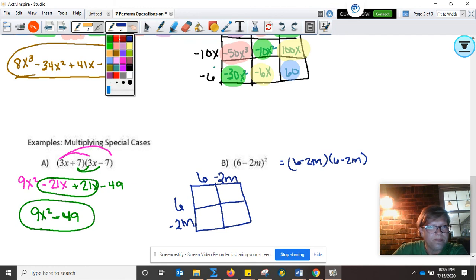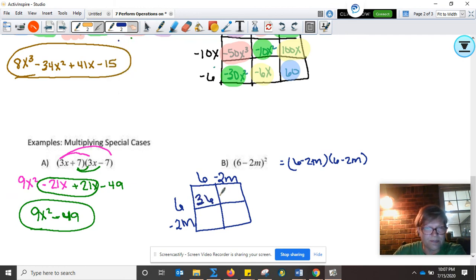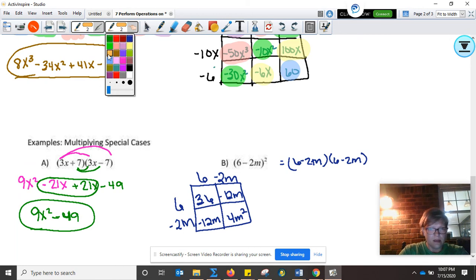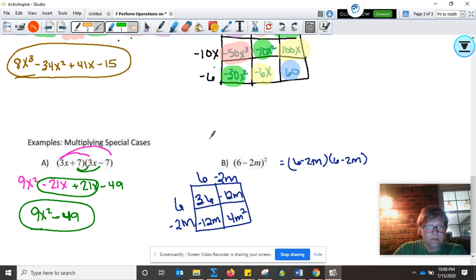All right. Now multiply to get inside. 36, negative 12m, negative 12m, and 4m squared. And add to get out. All right. Your like terms are right here. 36 and 4m squared, they are not like terms.